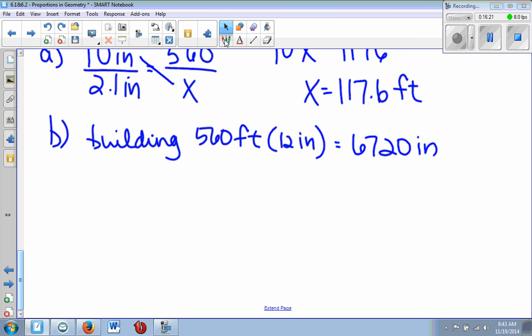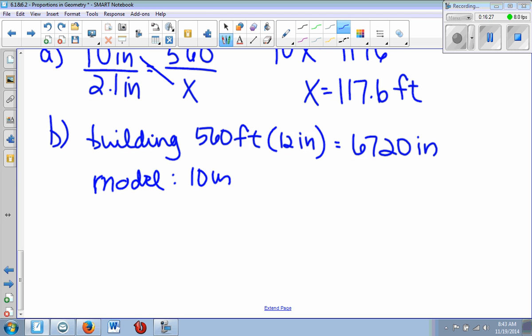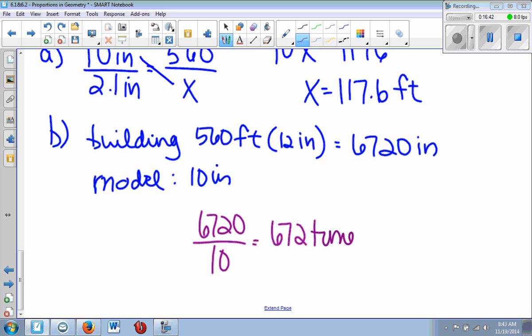Luckily, my model is already in inches. My model height is 10 inches. So since I have them both in the same unit, all I have to do to figure out how many times taller the building is, is divide the numbers. So 6720 divided by 10 is 672 times as tall. So in other words, if I took the model that I had and stacked them on top of each other, I'd need 672 of those models in order to reach the height of the building. So if I stacked them from the ground up, 672 of them would stack from the bottom of the building all the way to the very tip top of the building.